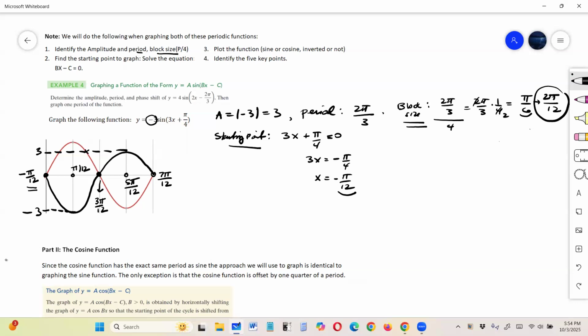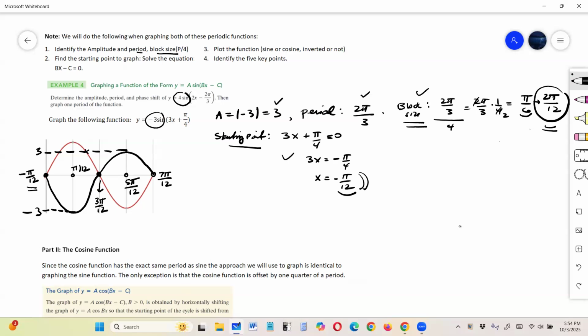So the technique is very simple, right? Just be careful and notice if you have a regular sine with a positive amplitude, or a positive coefficient, or a negative when you have a negative coefficient right here. Okay, the rest is the same. Find amplitude, period, block size, starting point, and make sure that they have a common denominator. All right, so that's good.